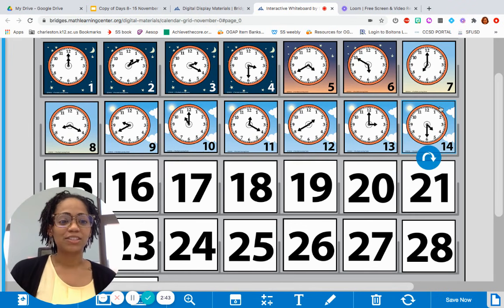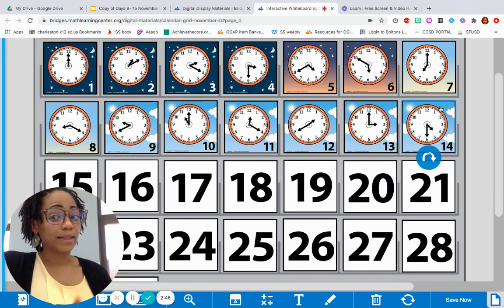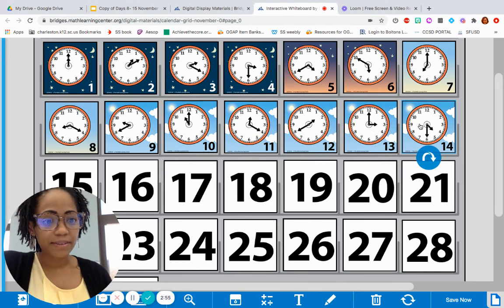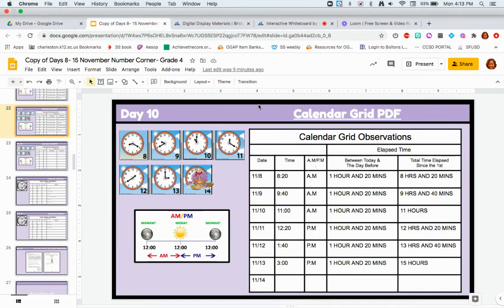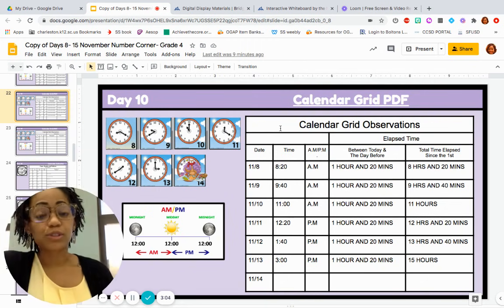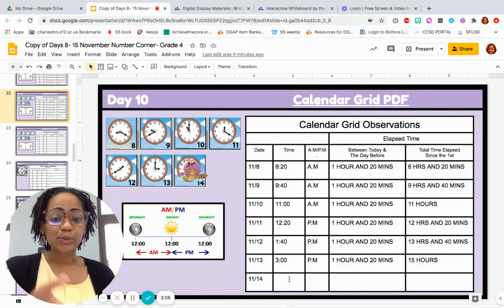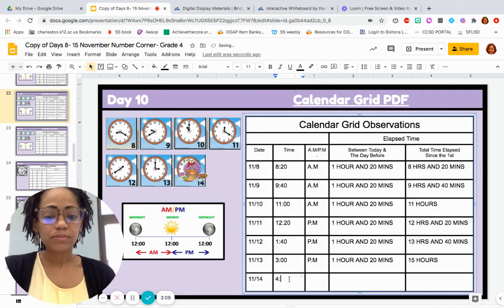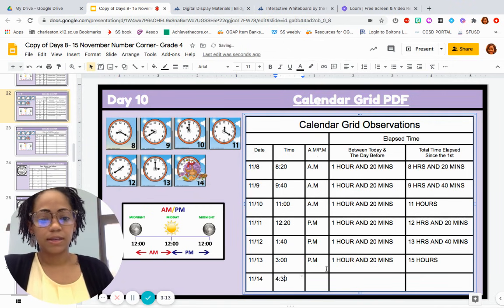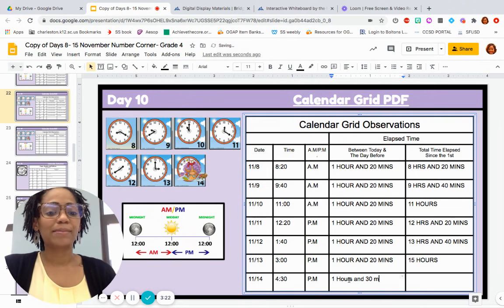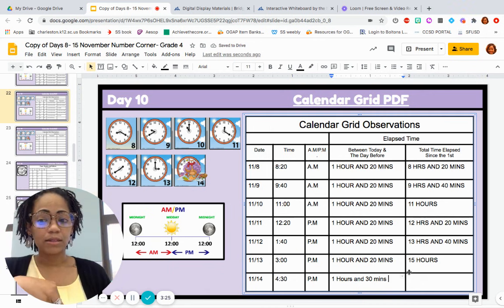Yeah, it looks like our pattern changed. I did not expect that to happen until at least Sunday. So instead of it being an hour and 20 minutes between our two markers, we actually have an hour and 30 minutes. You're right. Let's go ahead and record that before we look at Sunday and Monday. So we went from 3 o'clock to 4:30. It is still p.m. And now it's been an hour and 30 minutes in between our two calendar markers.